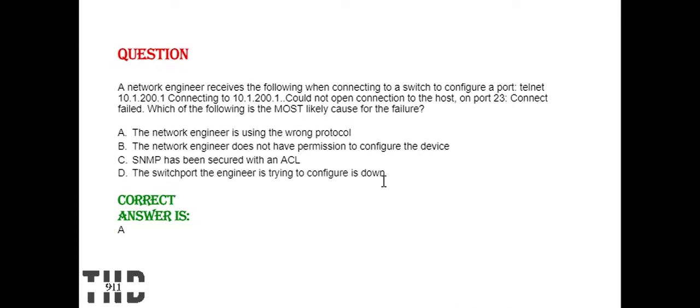A network engineer receives the following when connecting to a switch to configure a port. Please have a look at the given IP address. Connecting to the given IP address, could not open connection to the host on port 23. Connect failed. Which of the following is most likely the cause for the failure? Option A, the network engineer is using the wrong protocol. Option B, the network engineer does not have permission to configure the device. Option C, SNMP has been secured with the ACL. Option D, the switch port the engineer is trying to configure is down. The correct answer is option A.